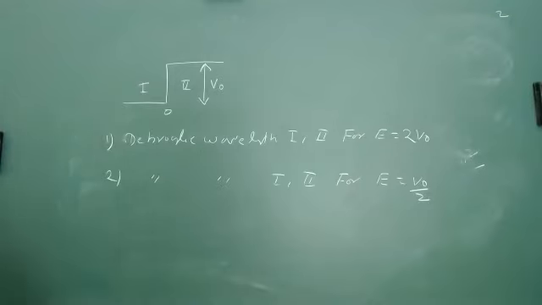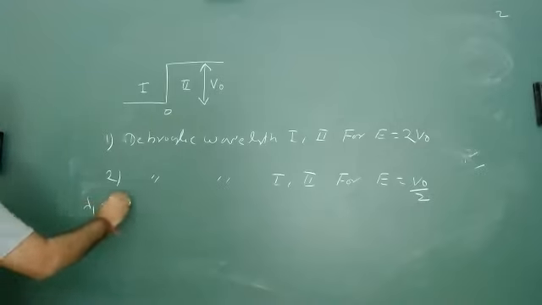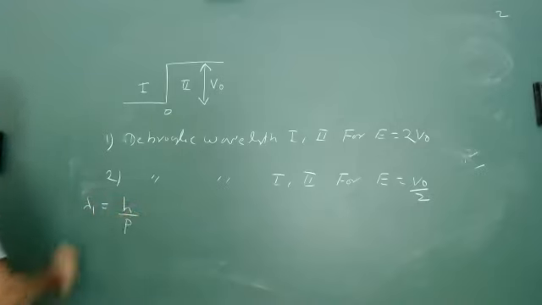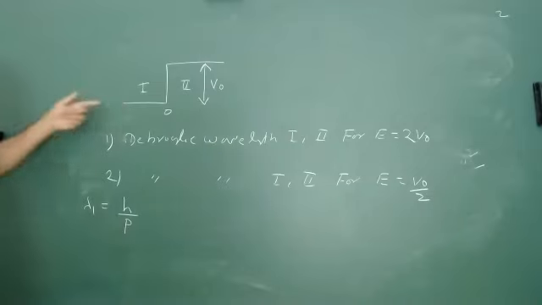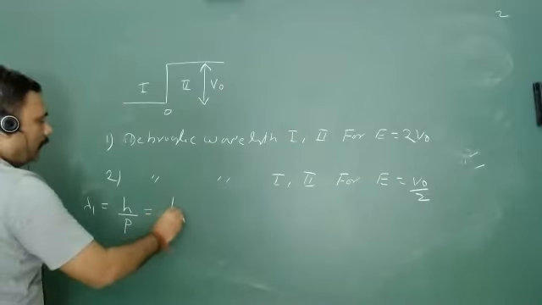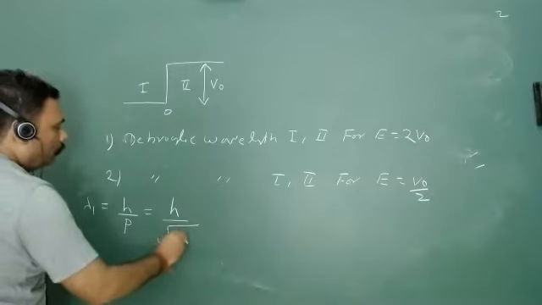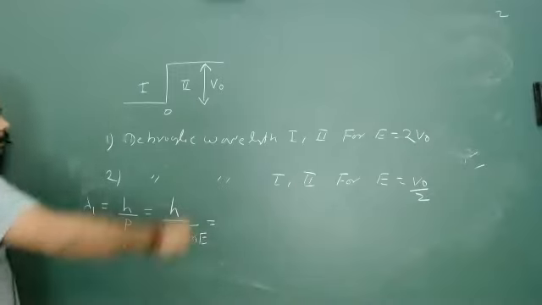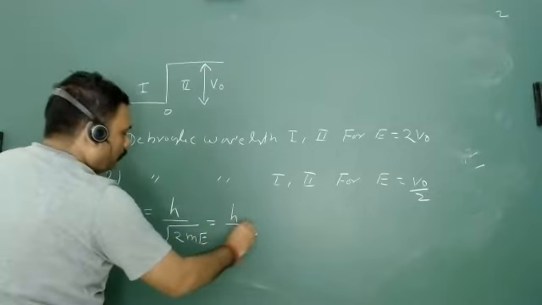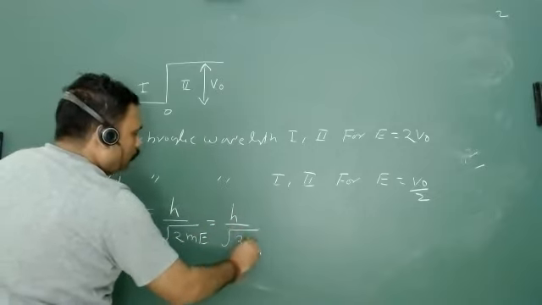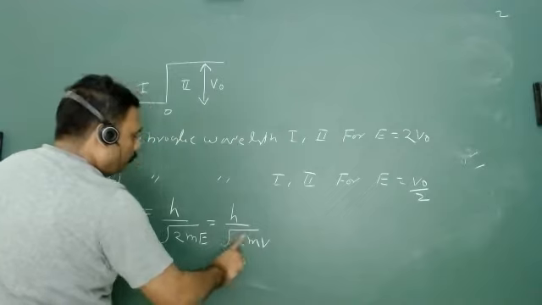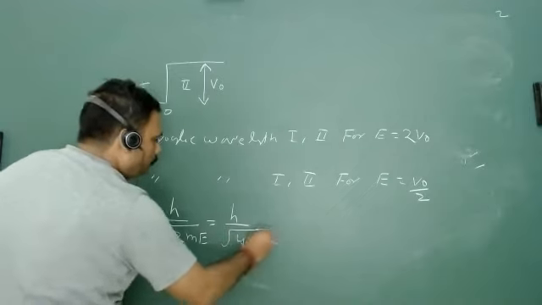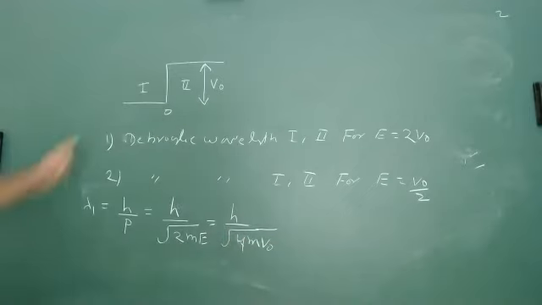So we have these two numbers, and let's try to see what is happening here. So region 1, what is the de Broglie wavelength? Let's say lambda 1, h upon p. There is not any potential energy. So that will be h upon root under 2mE. And this is for 2V0. So h upon root under 2m times 2V0, that is 4mV0. So this is the de Broglie wavelength in region 1.